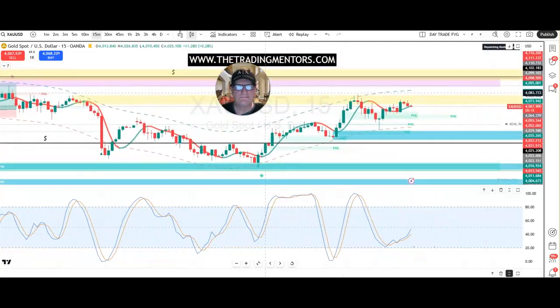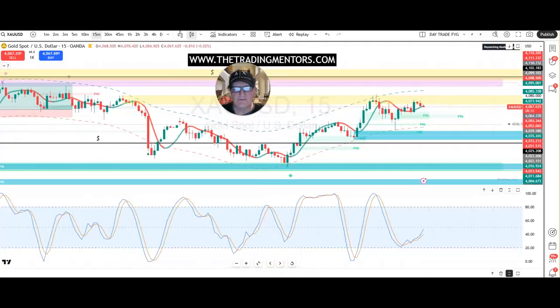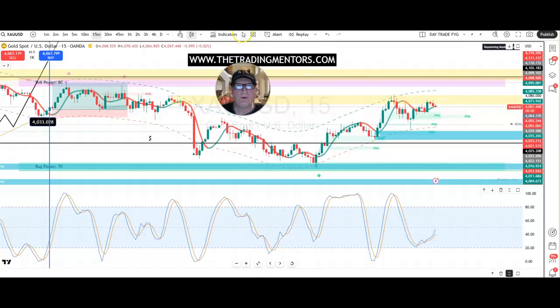Now, of course, we also want to know where the demand is. The demand is already set on the software, so you know exactly where it is before the price moves, and we have a buy power of 70. Already established before the market comes down into this area with positive divergence. So that gives you a clue that London Open is going to take the price higher.